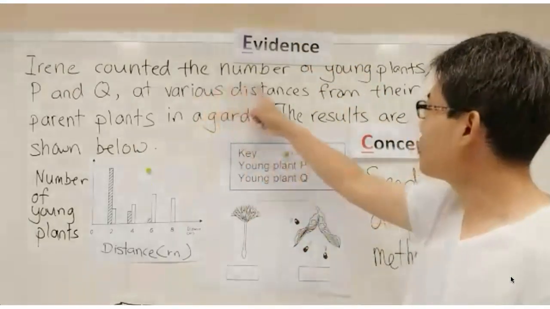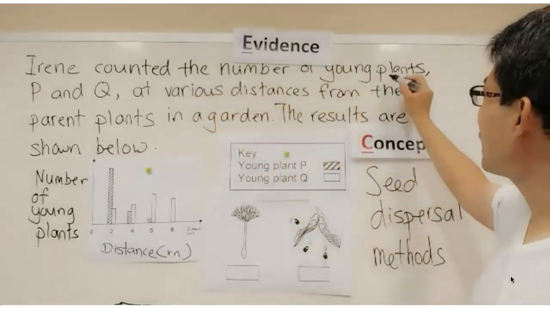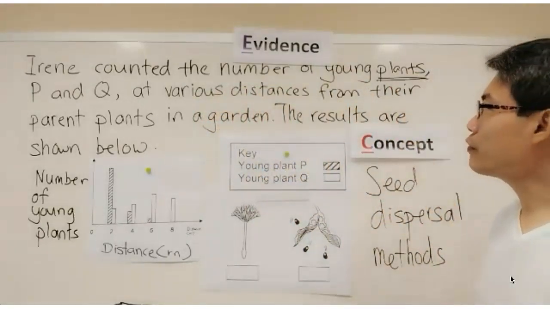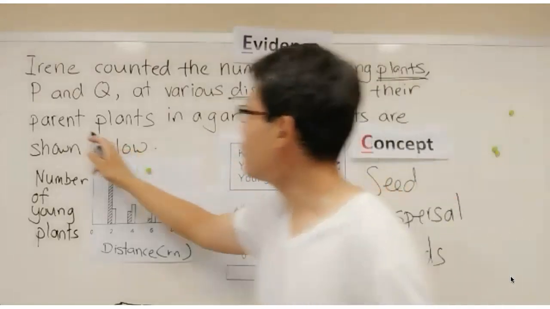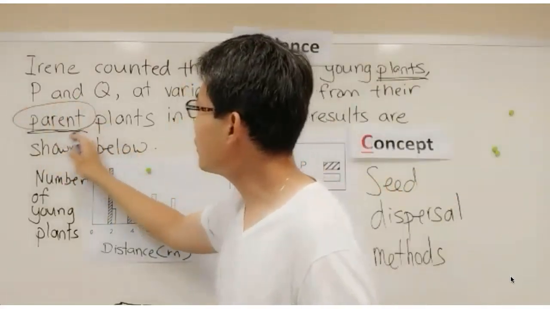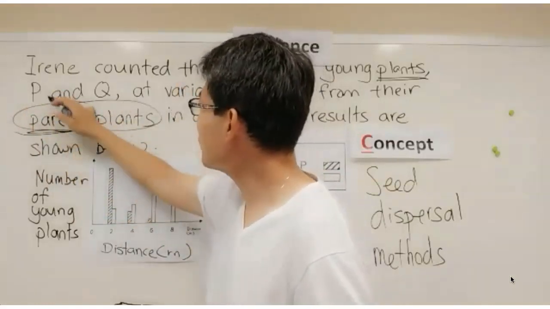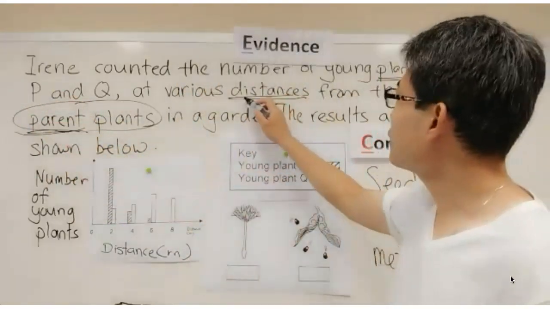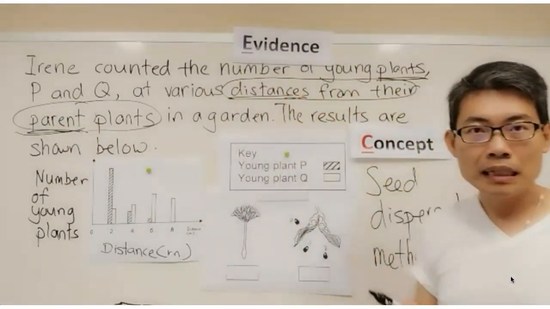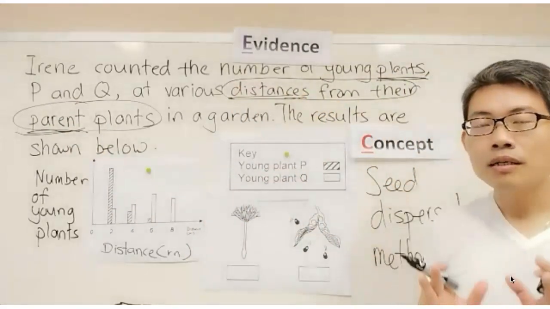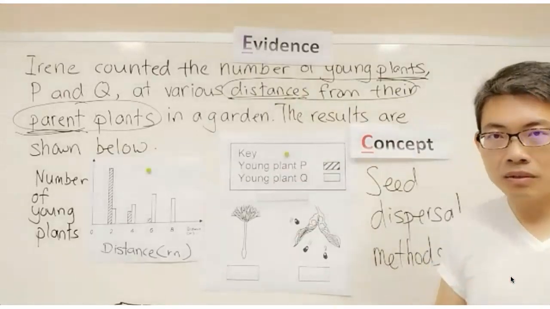So I will circle the number of young plants. Let's see, plants at different distances from their own parent plants. Now there's a parent plant here, and distances from their parent plants. It gives me a clear indication this question should be about seed dispersal.